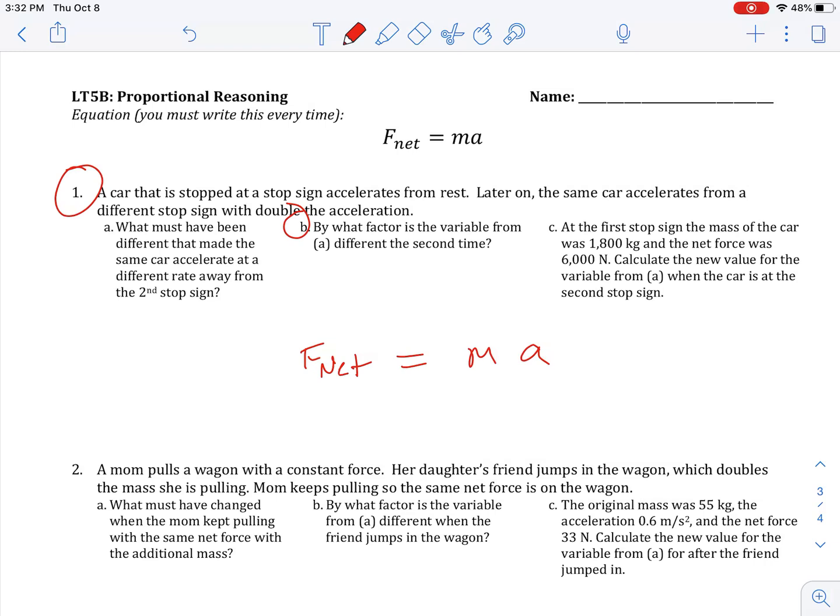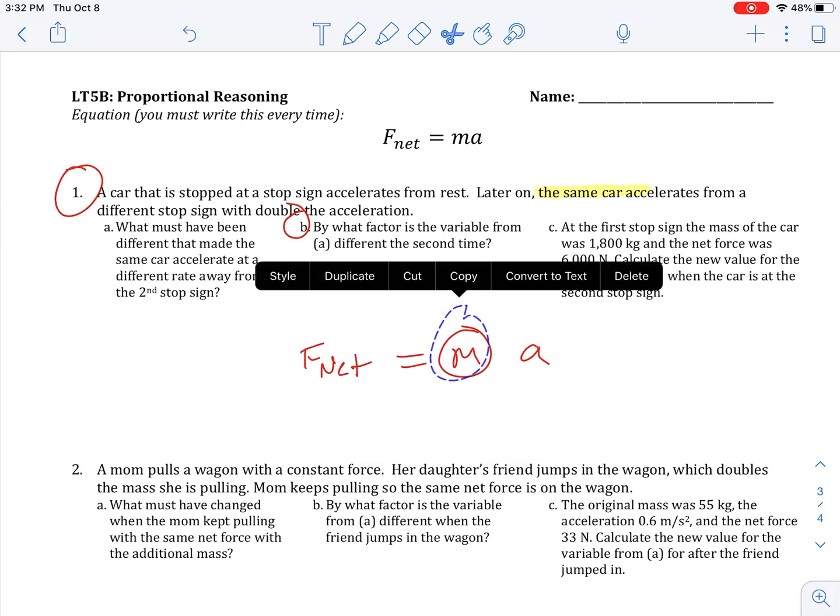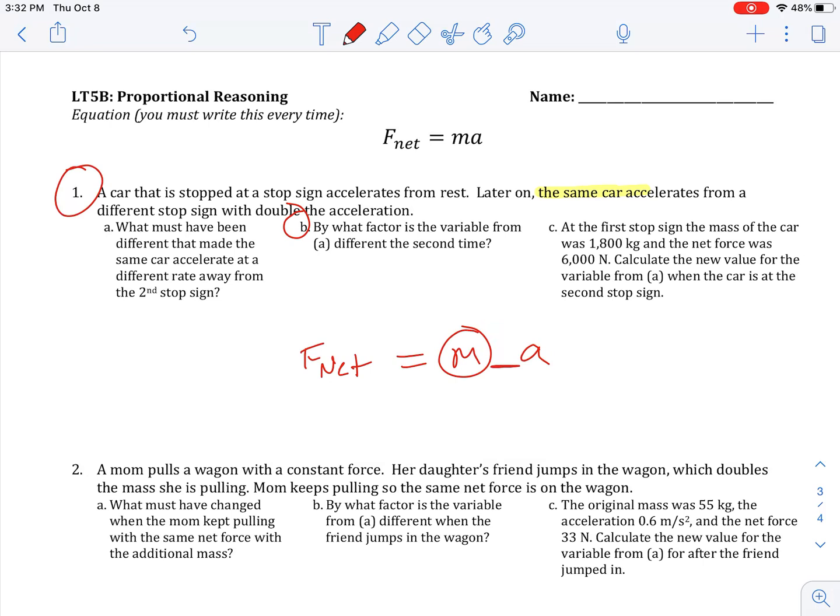The first thing you want to do is you want to find out what is constant. So it says a car that is stopped at a stop sign accelerates from rest. Later on, the same car accelerates from a different stop sign with double the acceleration. Well, since it's the same car, we know that the mass is constant. So I circle the things that are going to be constant. Then I put a placeholder in front of the things that are changing. So acceleration is changing and net force is changing.